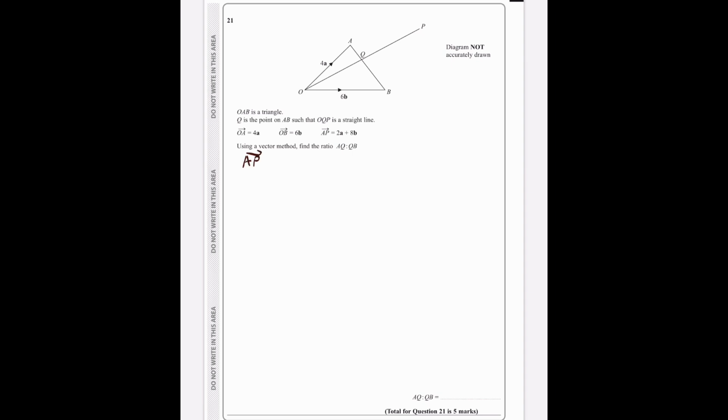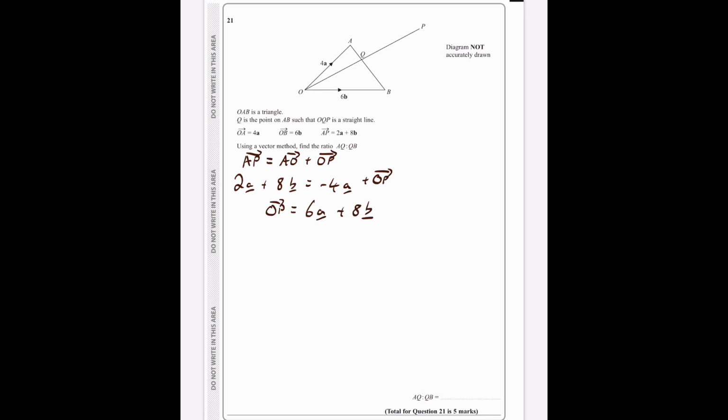Question number 21 is one of the tricky vectors questions. I'm going to start by using some of the information they've given me. So AP is equal to AO plus OP. In the question it tells us that A to P is 2a plus 8b. And that will be therefore equal to minus 4a plus O to P. Adding 4a to both sides, we can deduce that O to P is 6a plus 8b.